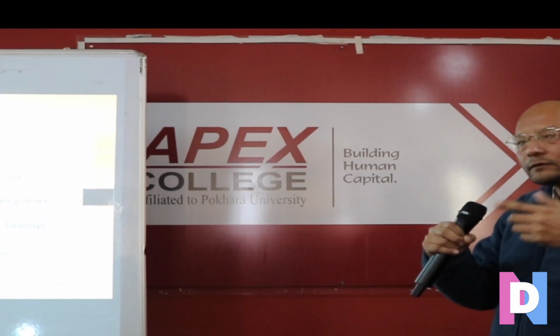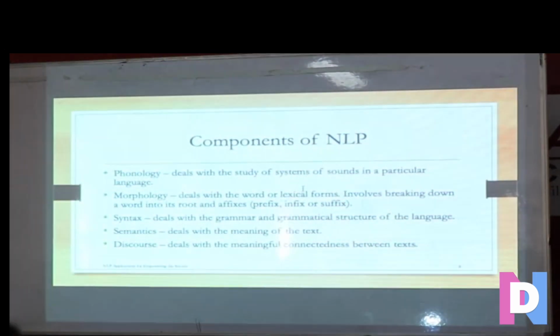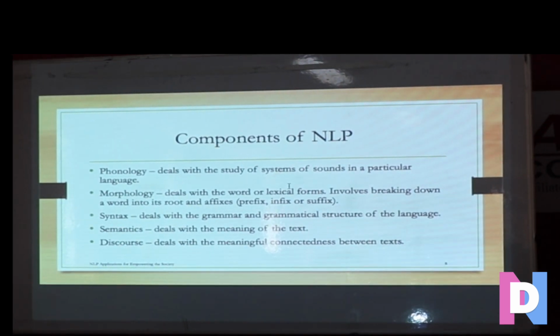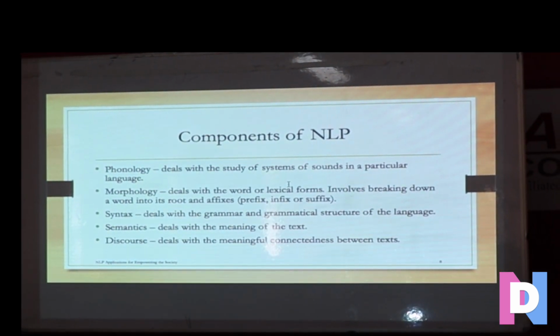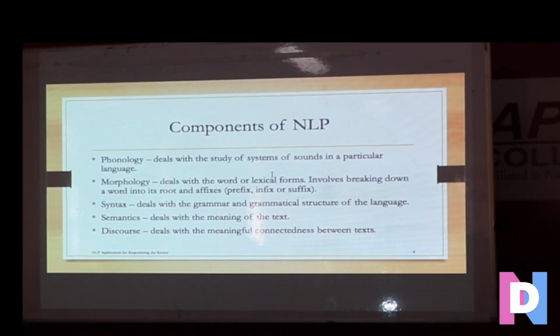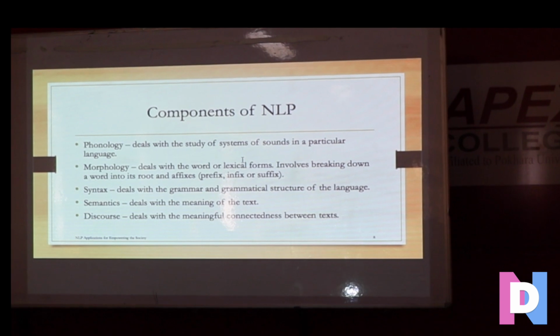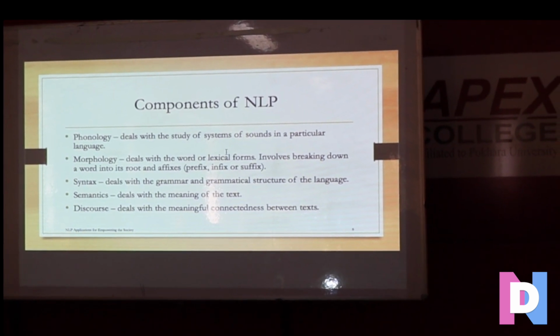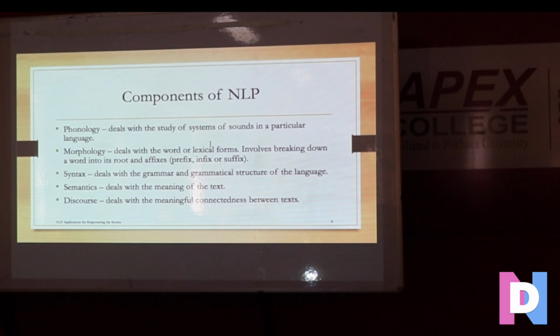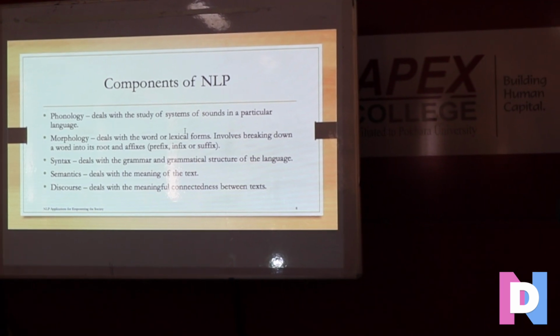Then, basically we can divide NLP into two parts, speech and text. Speech is basically dealt with by phonology. And then moving on to the text part, we have morphology, which is basically the study of word forms or different lexical forms. So morphology deals with the word or lexical forms and involves breaking down the word into its roots and affixes. Affixes could be prefix, infix, or suffix. There could be some agglutinative languages, where there could also be circumfixes.